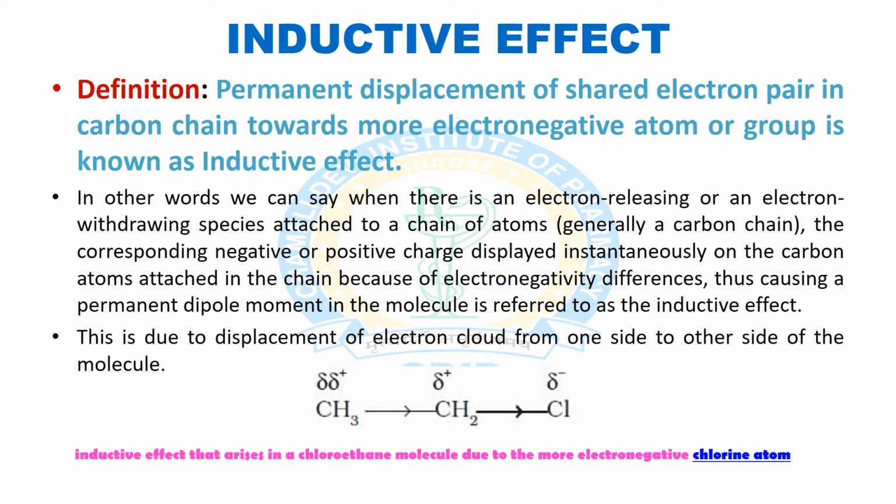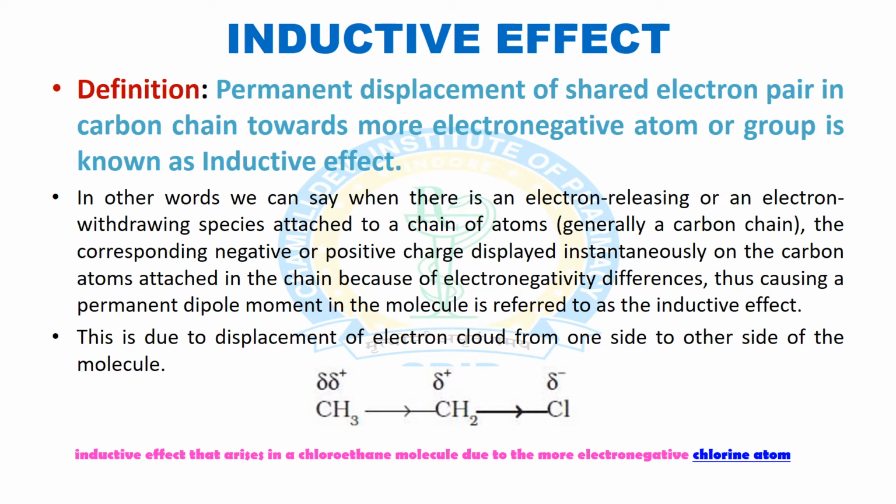See, the first one is the inductive effect. But first we will discuss the definition. It is said to be the permanent displacement of a shared electron pair in a carbon chain towards a more electronegative atom or group, and is known as inductive effect. In other words, with the help of an example, here we have taken CH3CH2Cl, that is chloroethane. The atom attached here is the chlorine moiety and the carbon chain.